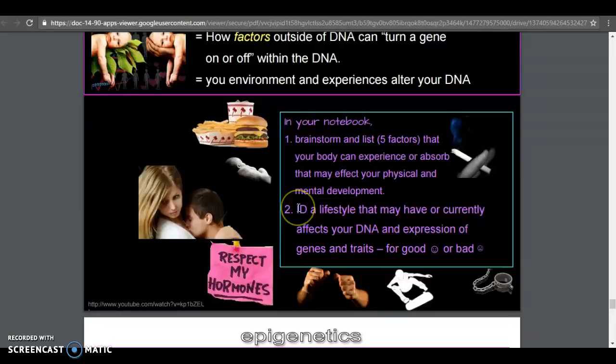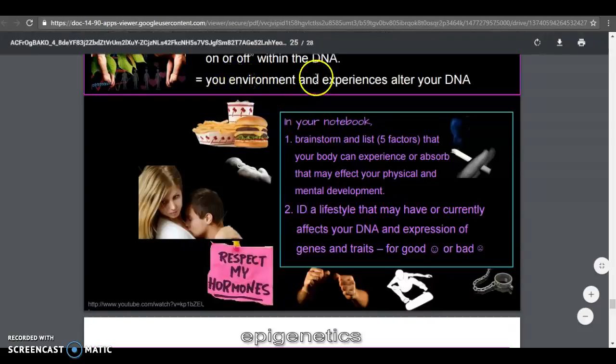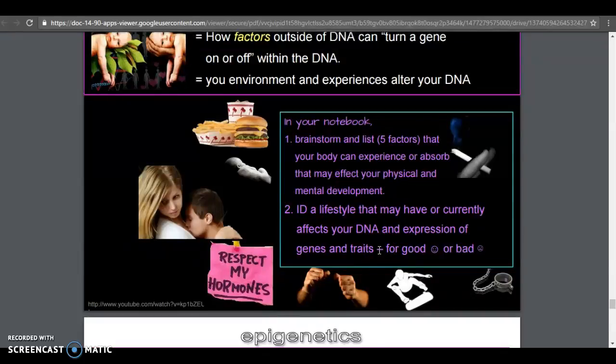And then down here it says ideal lifestyle that may have or currently affects your DNA. So if the environment and your experiences can alter your DNA, what's one that may be affecting your DNA? For better or worse, whatever it is, just show your thinking, tell a story, relate it, something you're comfortable sharing.